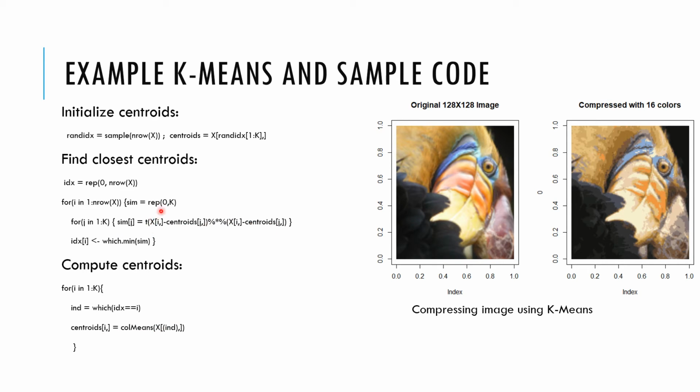Remember this. Instead of summing, squaring, and then taking the square root, we have just vectorized it, and we have not taken the square root because it doesn't make any difference. It's going to give the same values. Here we are using the colMeans function to get the mean of each dimension. So just go through this code. It's very simple. You can use this code to build your own k-means algorithm from scratch.